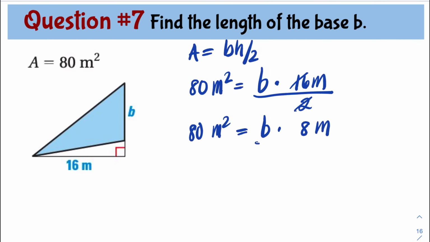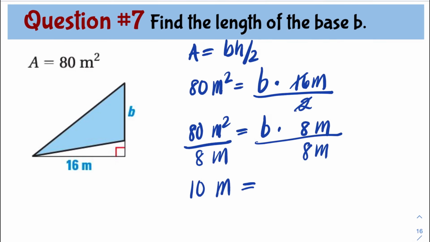So now we can divide both sides by 8 meters. So 80 divided by 8 is 10. Meters squared divided by meters is meters. 8 meters divided by 8 meters is 1. So 10 meters is equal to the length of our base.